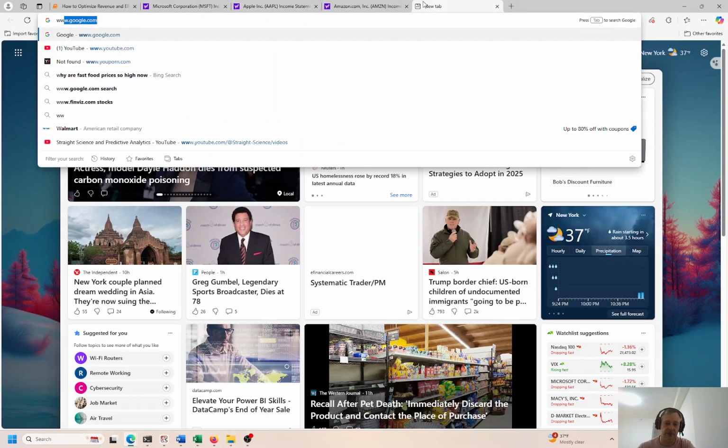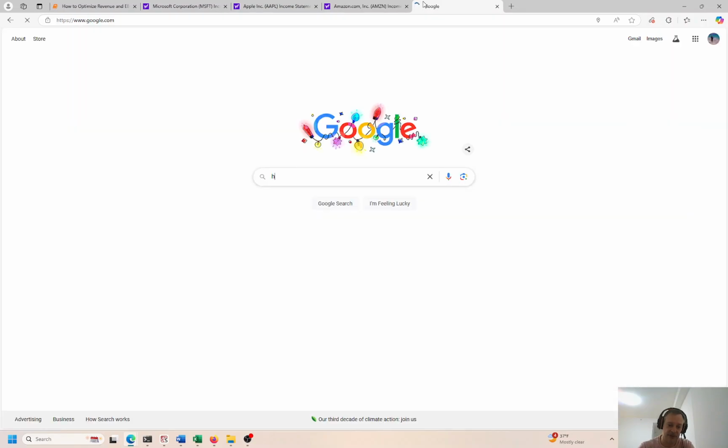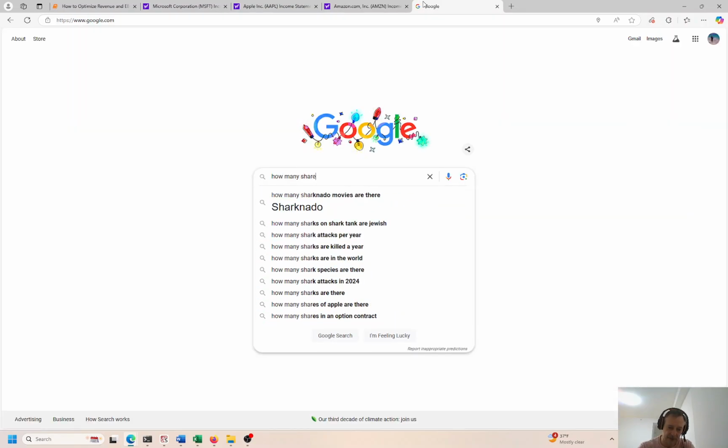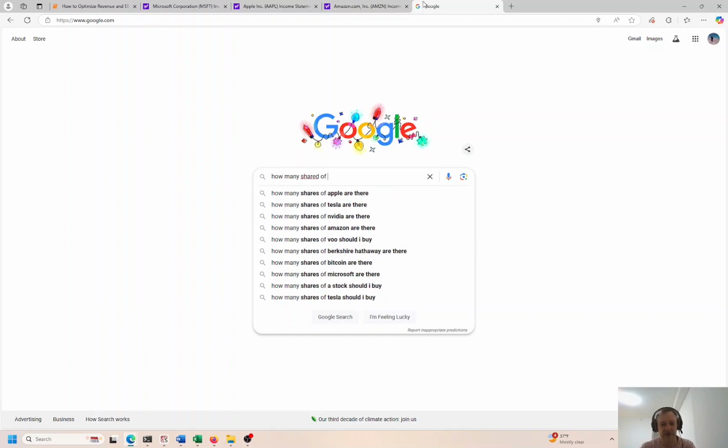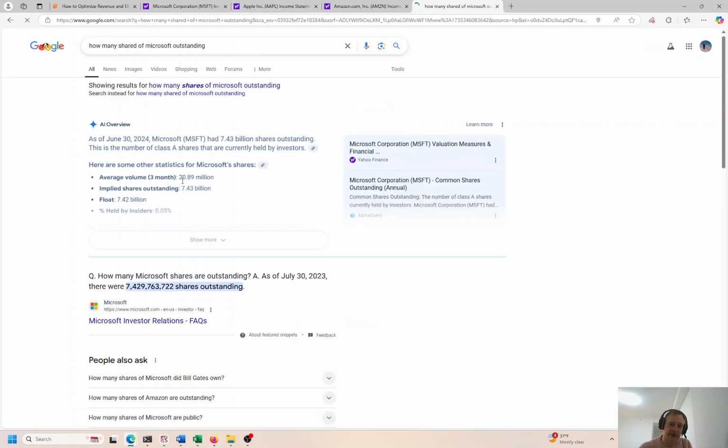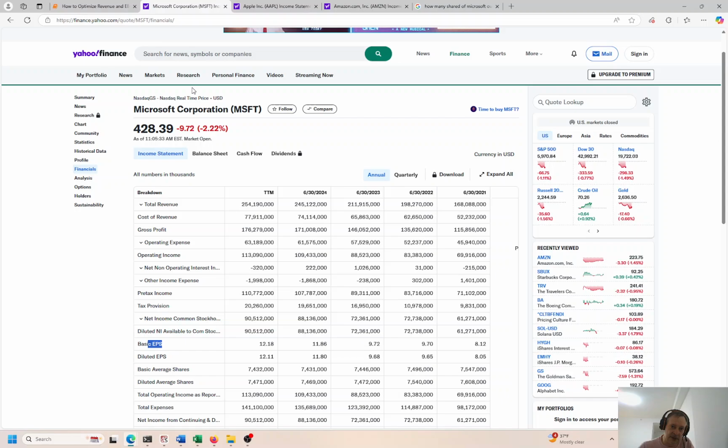Let me do a quick Google search. How many shares of Microsoft outstanding? 7 billion. Okay, so the EPS is earnings per share. So you would take the earnings, right, divided by 7 billion, and you get that right there. So 90 billion divided by 7 billion.